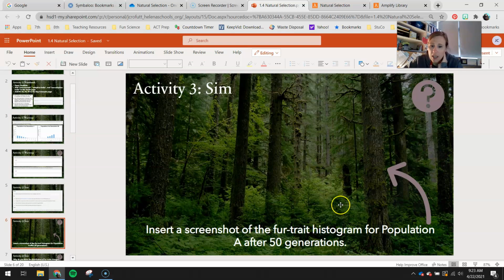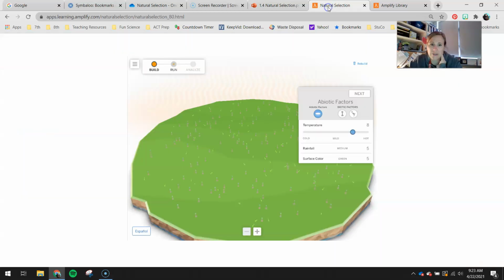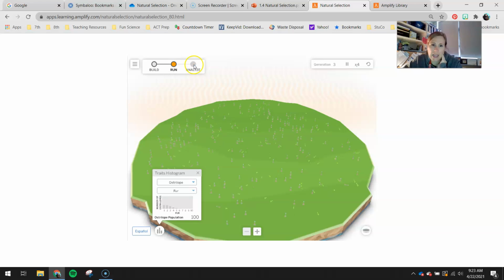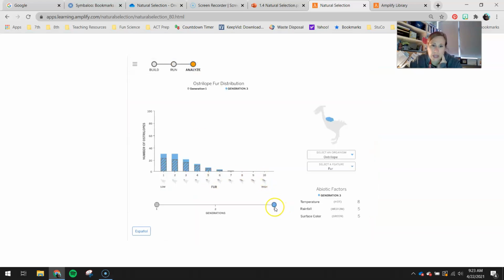insert a screenshot of the fur trait histogram for population A at 50 generations. So you guys, again, will go in, you'll run that, and then you guys will go to analyze. Let me pause that. And it's going to be that last little chart that you guys have here. So at the highest level over here, it should say 50 generations. You guys will take a screenshot of that.